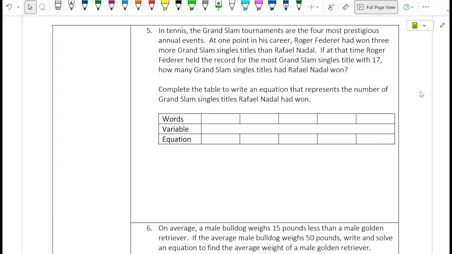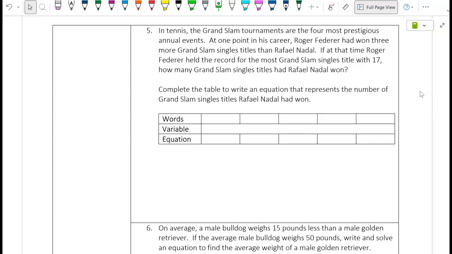Does anybody know what the 4 Grand Slam tournaments in tennis are? One of them's happening right now in New York. The US Open. Big tennis tournament. It's on TV every day. The other 3 are Wimbledon, the French Open, and the Australian Open. Those are considered the 4 Grand Slam titles.